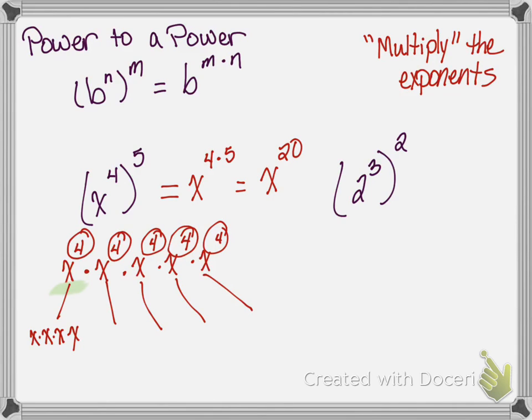Okay? So here I've got one with numbers, 2 to the third, and I'm raising that to the second power. So this property tells me that it's 2 to the 3 times 2. Okay? 2 to the 3 times 2. That is 2 to the 6th. Can I figure out what 2 to the 6th is? It's 2 times 2 times 2 times 2 times 2 times 2.